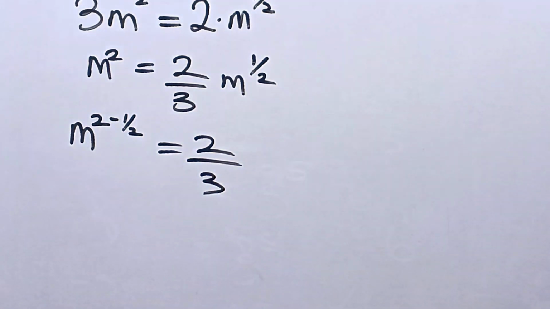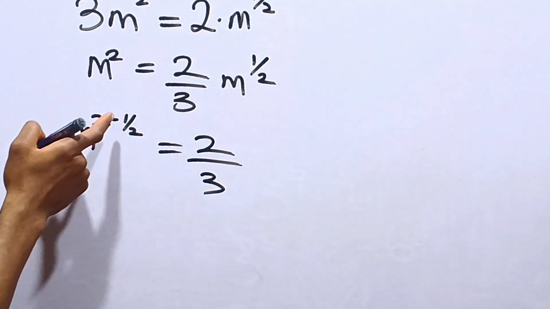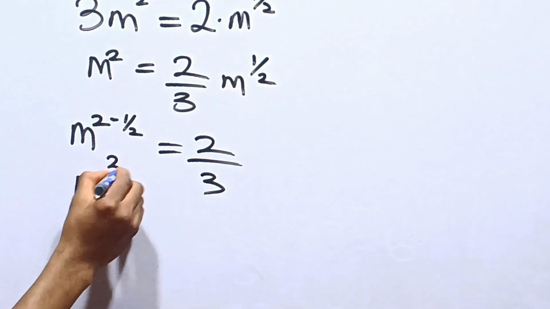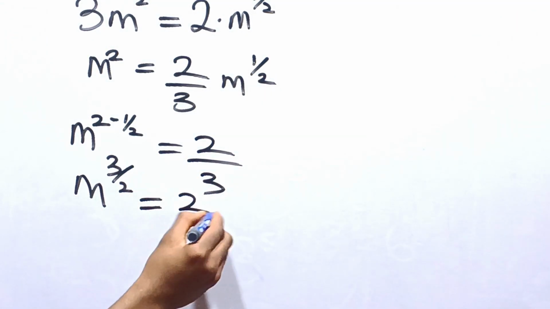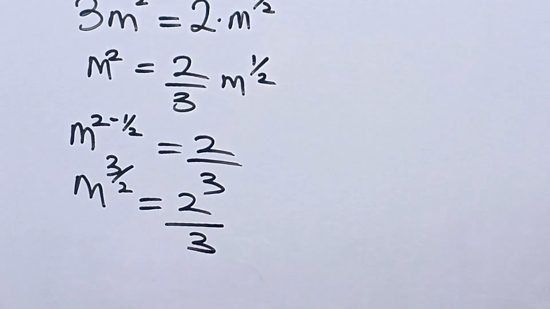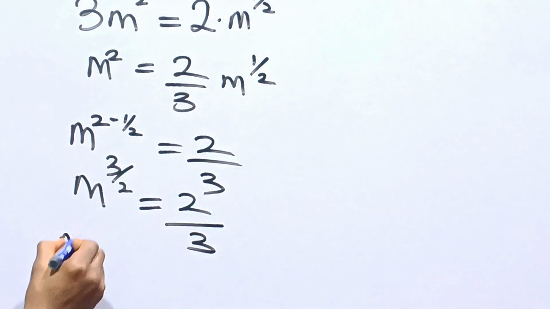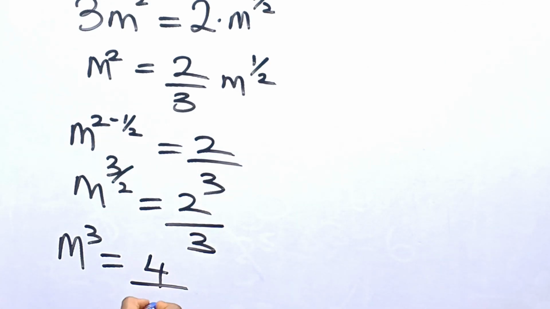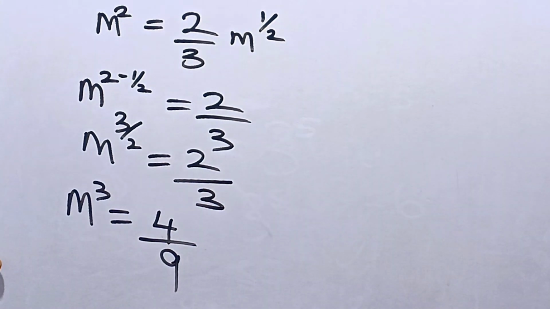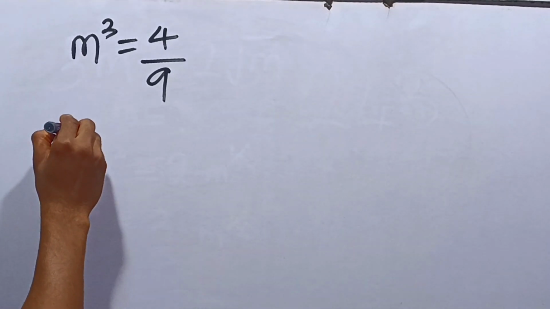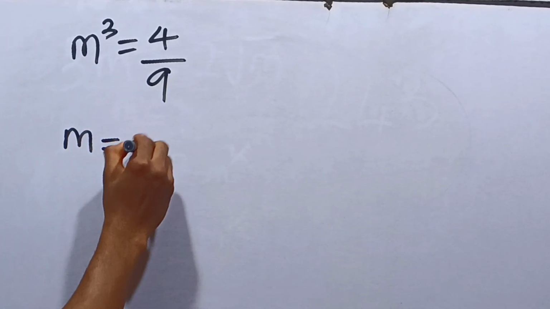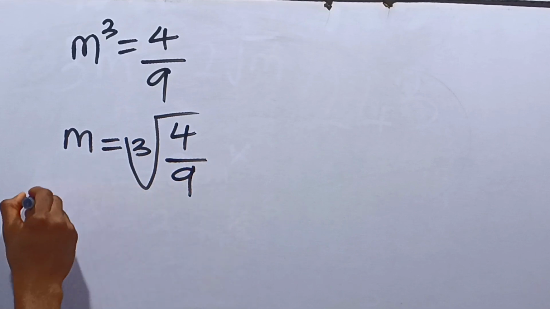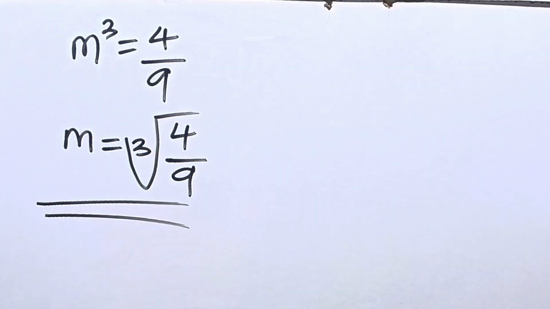Now 2 minus 1 over 2 is 3 over 2. So m raised to the power 3 over 2 is equal to 2 over 3. And this one you can say let's square both sides. So we have that m cubed is equal to 2 squared, which is 4, over 3 squared, which is 9. So what we now have here is that m is equal to the cube root of 4 over 9, and this becomes the final answer to this question.